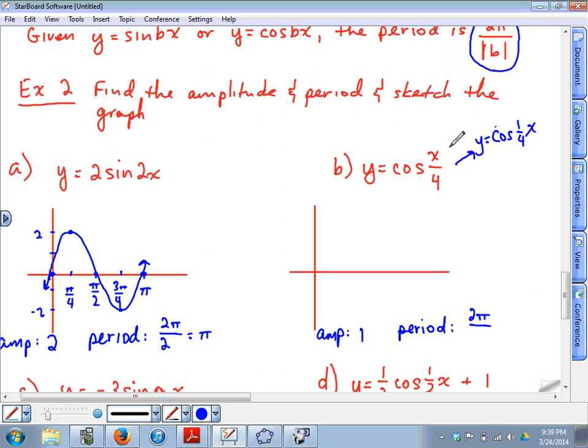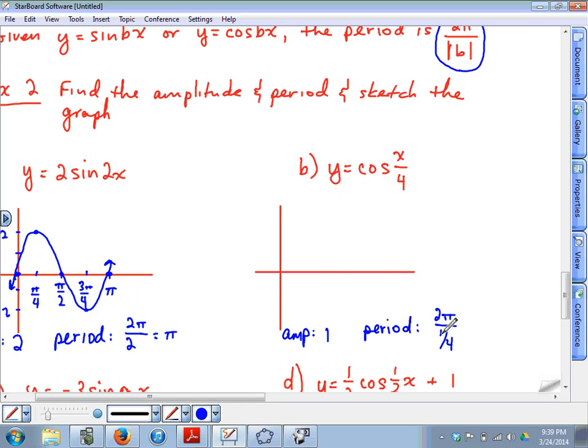The one over here in red that we started with and the one here in blue are exactly the same. So the coefficient of x is 1/4, that's b. So we're dividing by 1/4. 2 pi divided by 1/4. Dividing by 1/4 is exactly the same as multiplying by 4. So it's 8 pi.